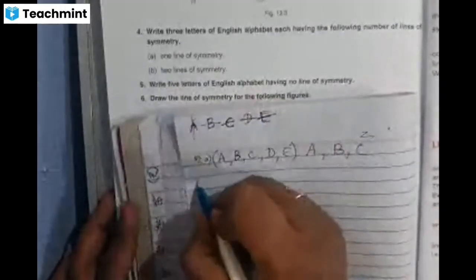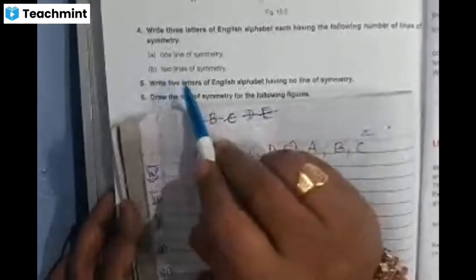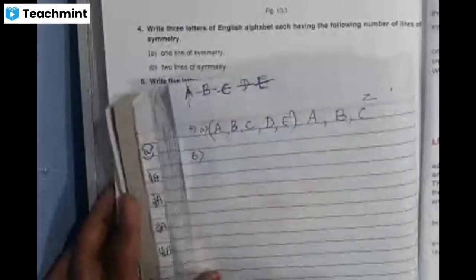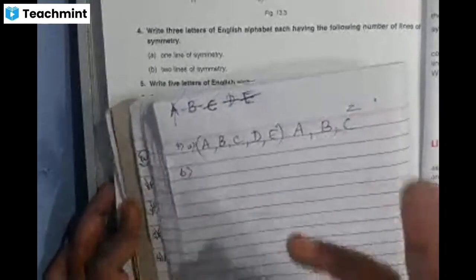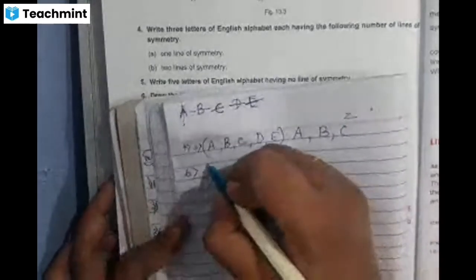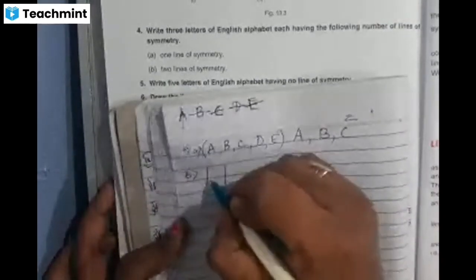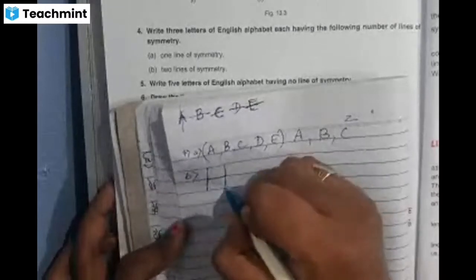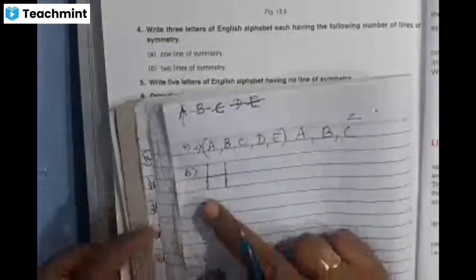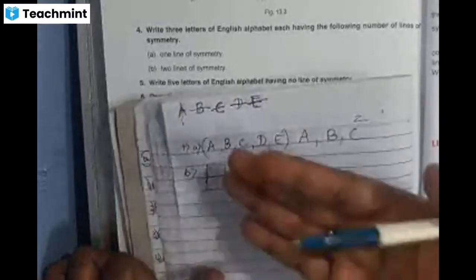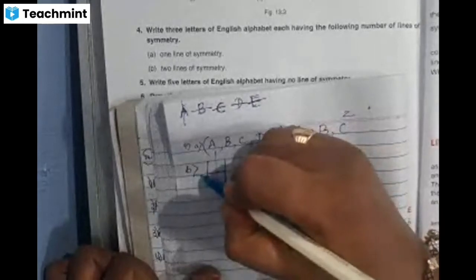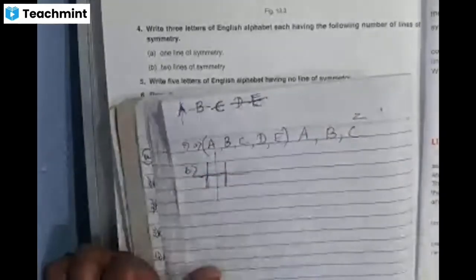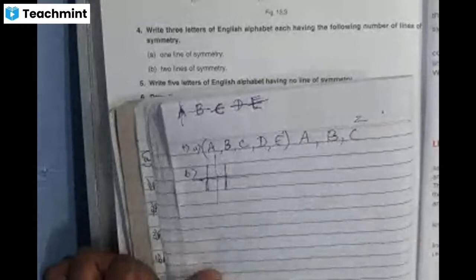Question number B. You have to get 2 lines of symmetry in the English alphabet letters. So there are 3 letters. Which are they? One is H, children. I have shown you already in the explanation how H gets 2 lines of symmetry. One is this side and the other one will be the horizontal one. Isn't it? So in this way you get 2 lines of symmetry.